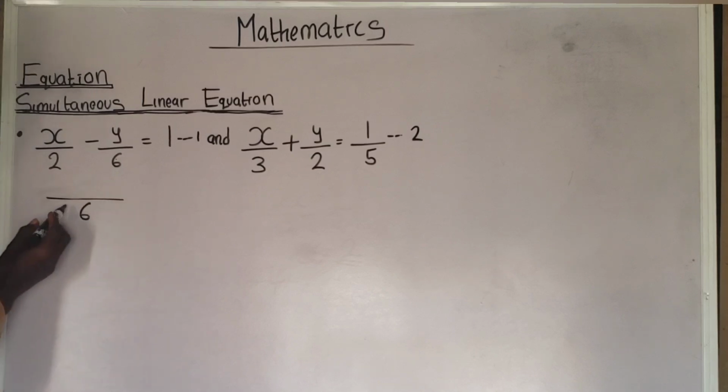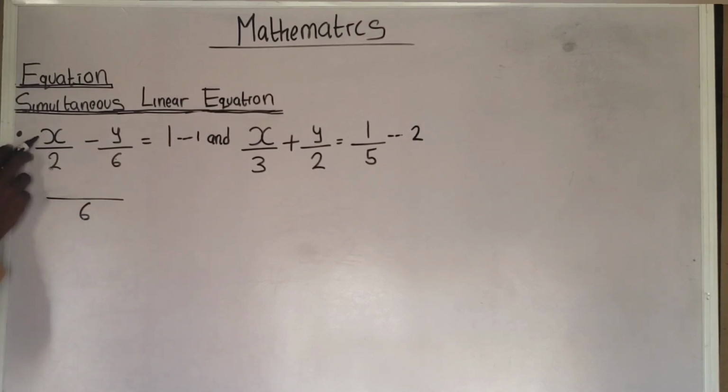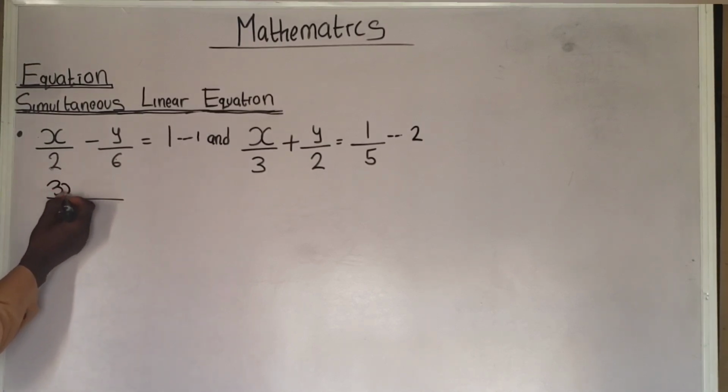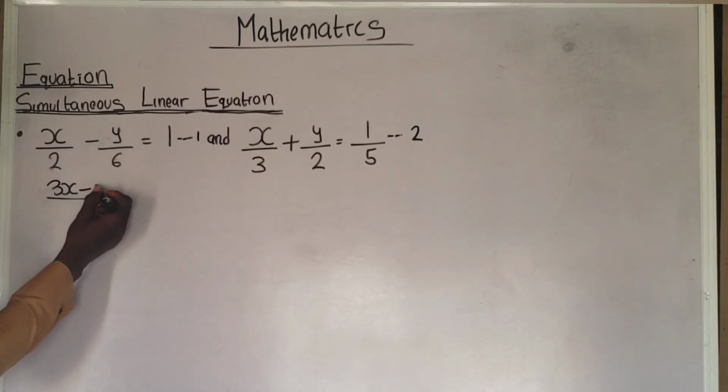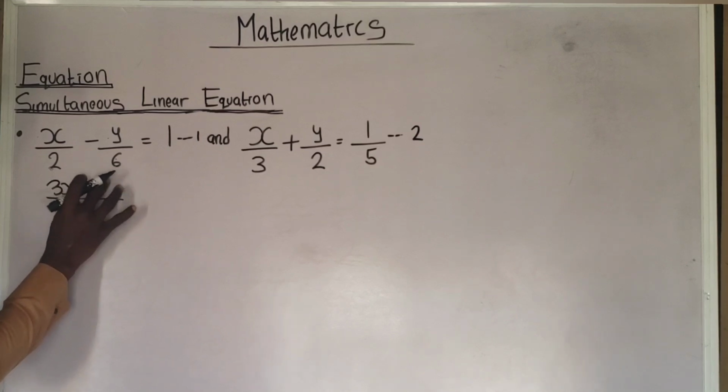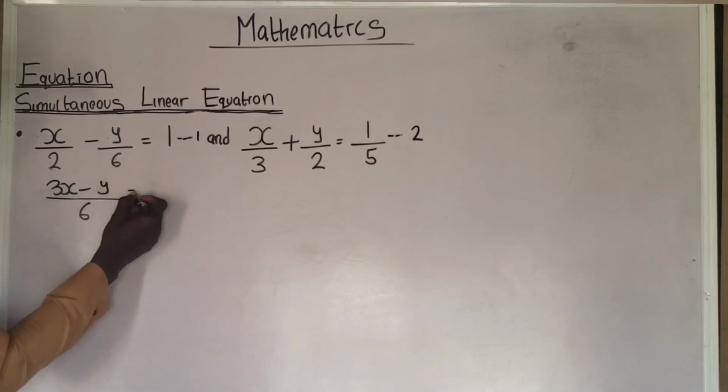Now 6 divided by 2 is 3. 3 multiplied by x is 3x, so I'm going to have 3x. 6 divided by 6 is 1. 1 multiplied by negative y gives negative y. So negative y is equal to 1.